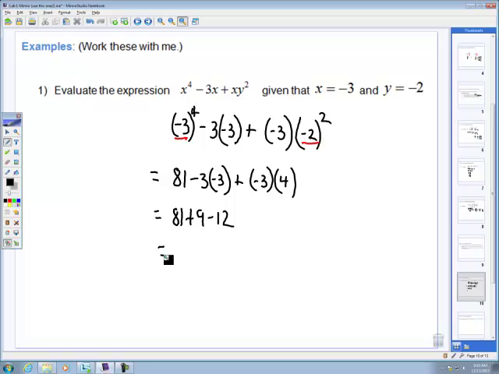We have addition and subtraction, so we're going to do it in order from left to right. 81 plus 9 would be 90. 90 minus 12 would give us 78. Okay, very good.